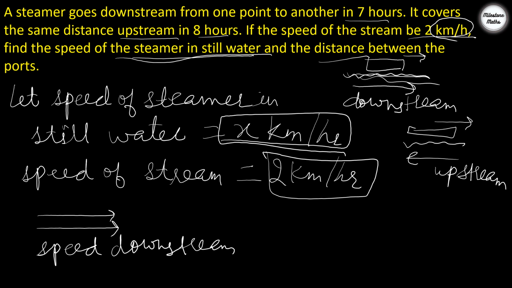So when both are in the same direction, the speed of the steamer will be added to the speed of the stream. So x plus 2 km per hour.